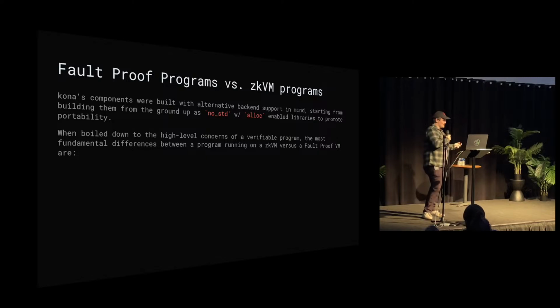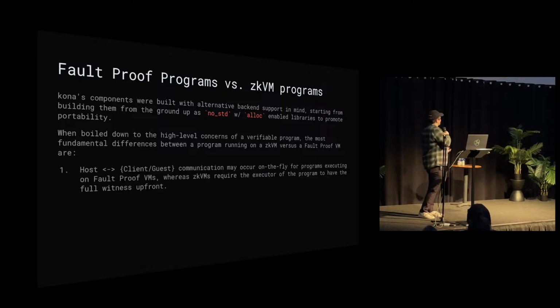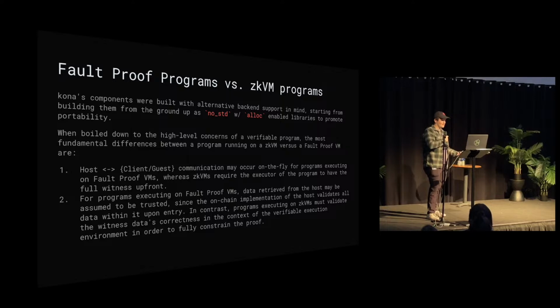But when boiled down, if we're just thinking about fault-proof VM versus ZK-VM targets, there's just two small differences. First of all, with the host-client communication, it can occur on the fly in fault-proof VMs, whereas ZK VMs have to have that full witness up front to supply as a private input. Also, with fault-proof VMs, the data received from the host in the native run can be assumed to be trusted, since the on-chain implementation of the host actually verifies the data upon entry. And because we only need that small piece of data to perform the single instruction step, we can offload that verification to when it's actually needed, rather than having to do the full constraint inside of the proof.